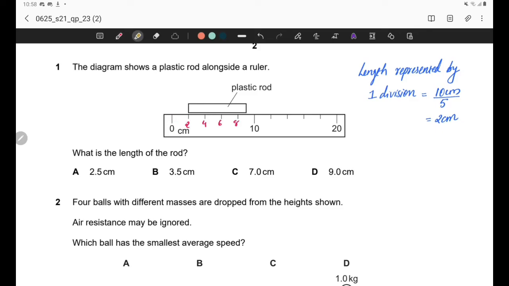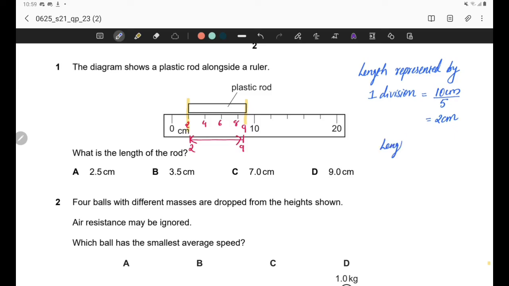Next we can measure the length of the plastic rod. So its initial point starts from 2 and the other end touches exactly in between 8 and 10. That means that should be representing 9, the value between 8 and 10. So the length of the plastic rod is exactly in between 2 and 9, starting from 2 and ends in 9.